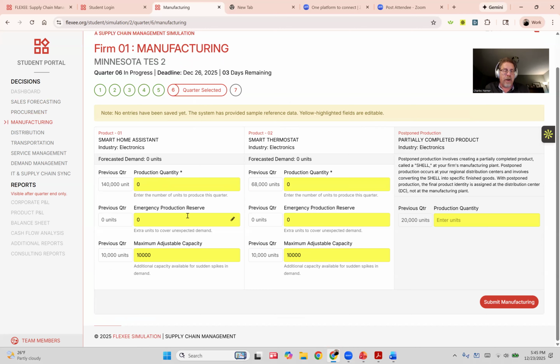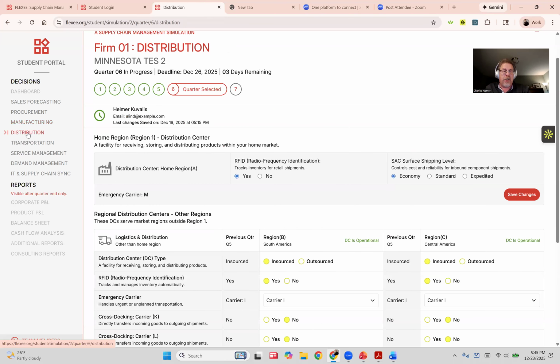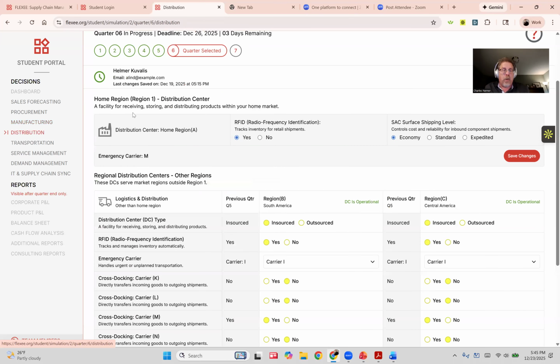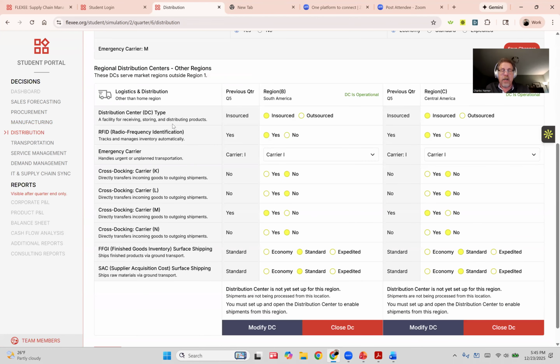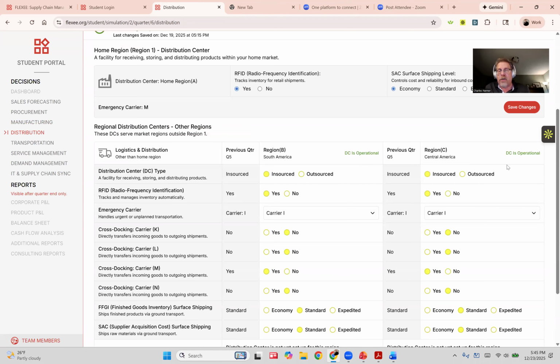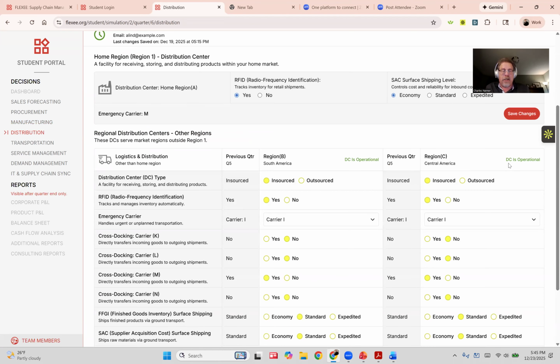Emergency reserve for unexpected demand, surge capacity as well. And over on the right, this is postponement. That's one of our supply chain strategies. Distribution, you'll be making decisions for your region one where you exist, as well as I've already chosen. You can see up here, the distribution center is operational. I've got to make decisions here about the distribution center number two, and then the distribution center for Central America.